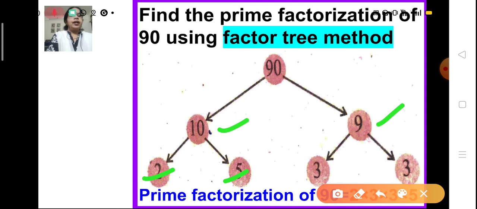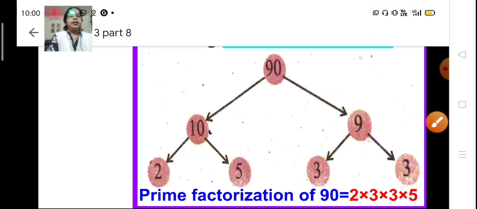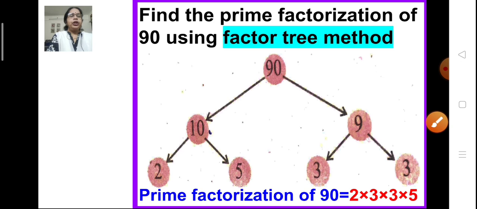Now let's look at 9. 9 can be expressed as 3 into 3. The two factors of 9 are 3 and 3, and here we get all the prime factors as 2, 5, 3 and 3. So what is the prime factorization of 90? It is 2 into 3 into 3 into 5.